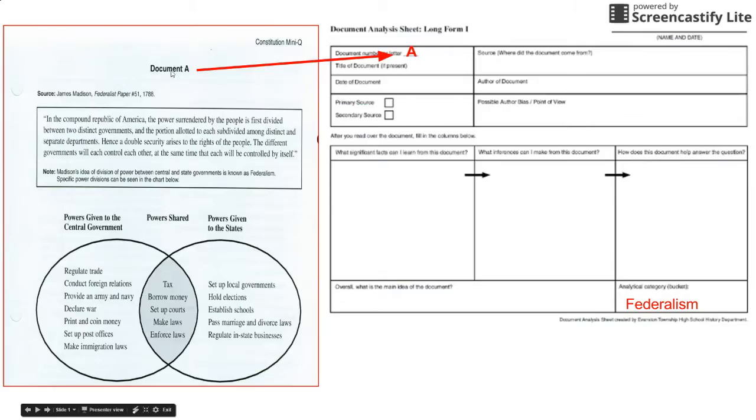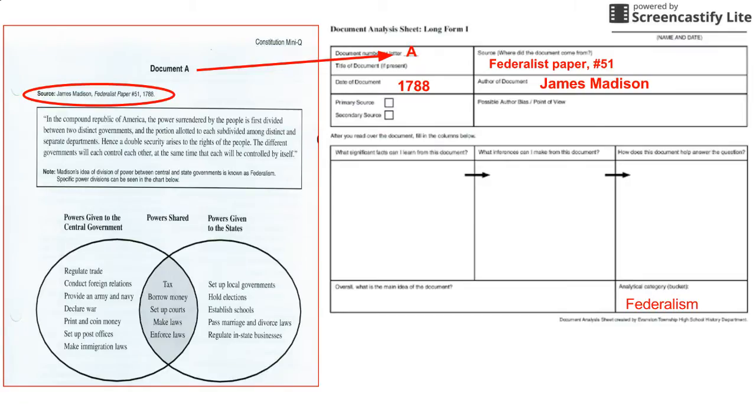All right, so the first thing we'll look at on our document is our source information, which is shown here circled in red. We're going to use that to fill in these three boxes right here. So we're first going to look at our source, or where did the document come from. That is, of course, Federalist Paper number 51, as it says right here. My date, it gives me the year 1788. And the author is James Madison, who we know, of course, is a well-known Federalist and is known as the father of the Constitution since he was the main author. I'll give you all a second to fill in that source information.